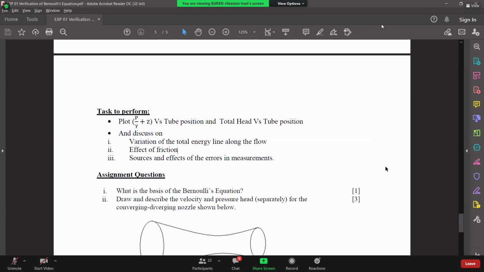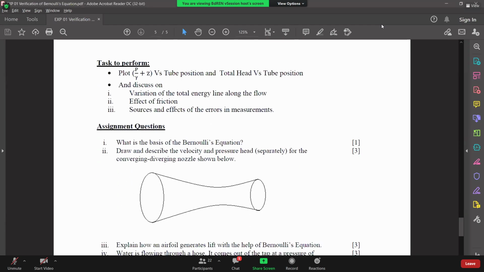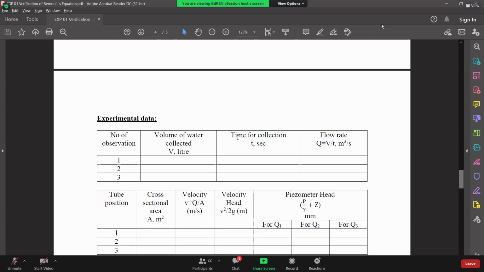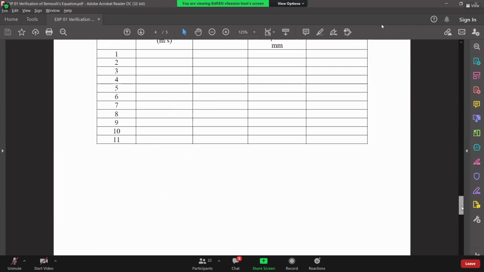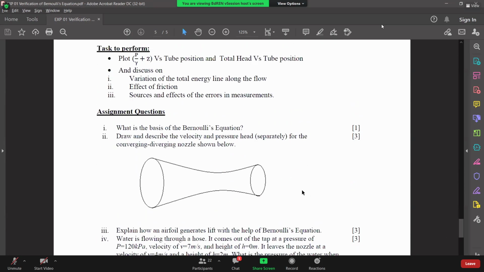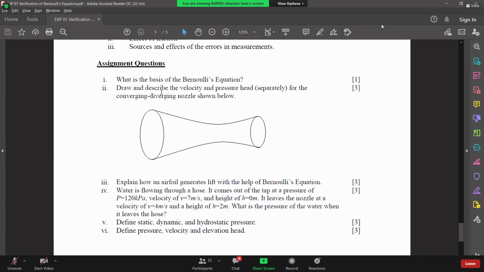And then you have to discuss the sources and effects of errors in the measurements. While you will be doing the experiment physically, we will see that there is lots of scope for errors. Like I have discussed, while reading the piezometer head, there can be parallax error. While measuring the time for the collection, there can be a reaction time error. There can be some spill while you are collecting the volume of fluid. There can be frictions. There can be lots of sources of error, and you have to discuss them. So clear, and there are some assignment questions. You have to do the assignment and submit it before the next experiment.